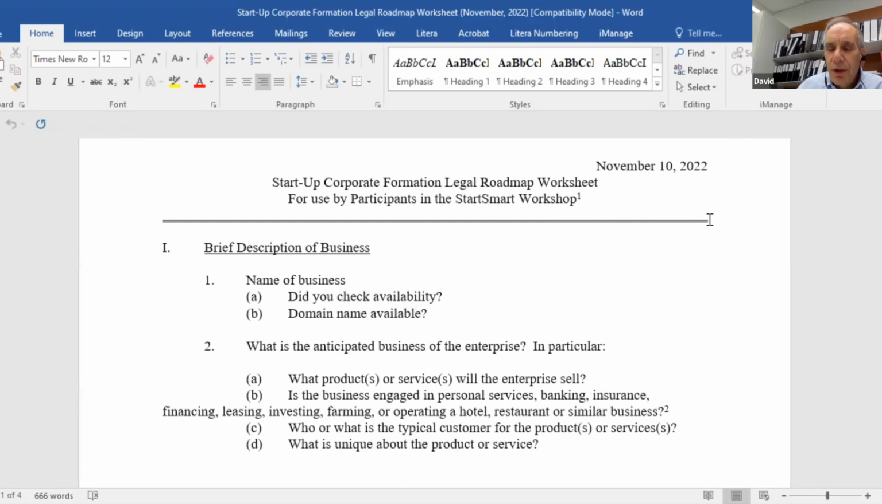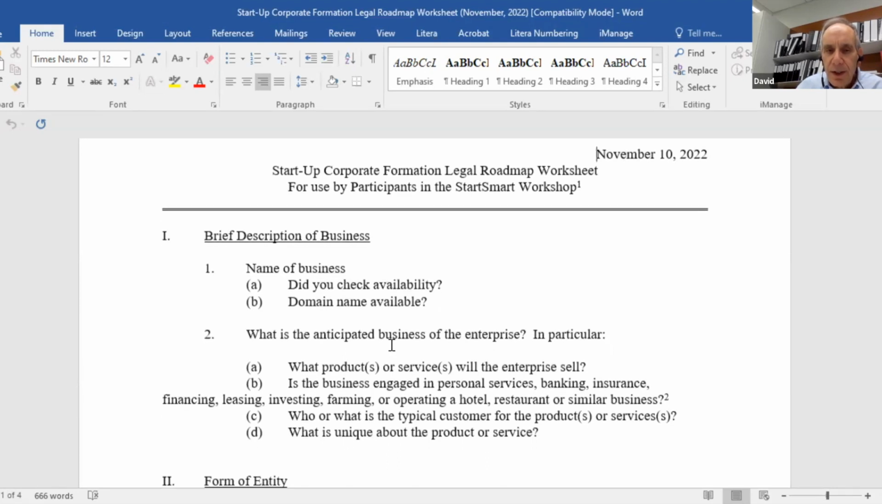So you're going to work through this worksheet as a group for your specific entity, company. And it's going to start with just a general description of the business. My sense is that it's always important for the lawyers and the principals to understand the name of the business and the type of business, et cetera. So that's what this is all about in 2A.